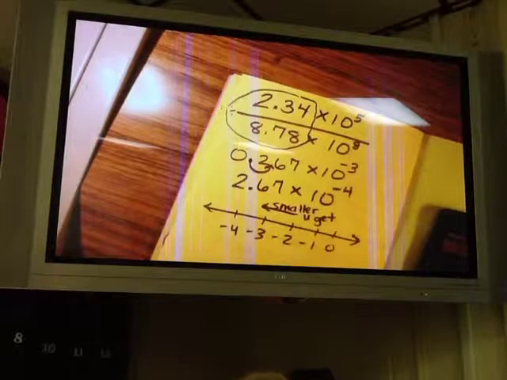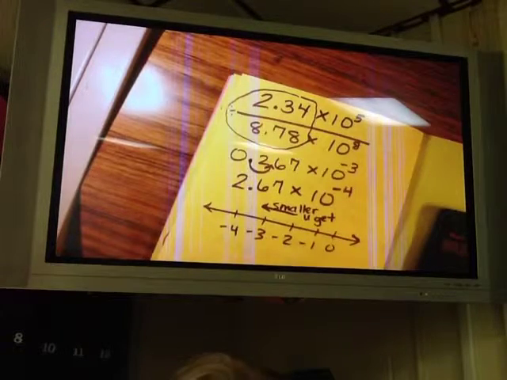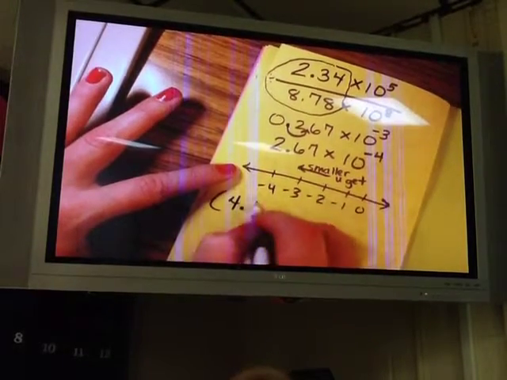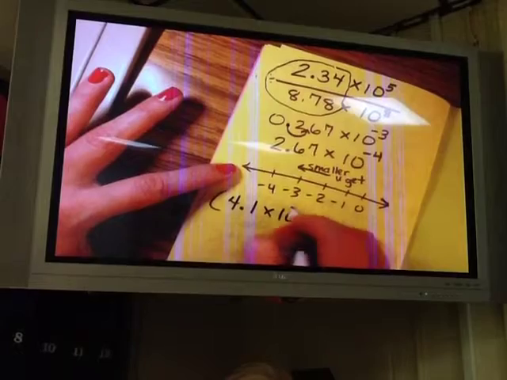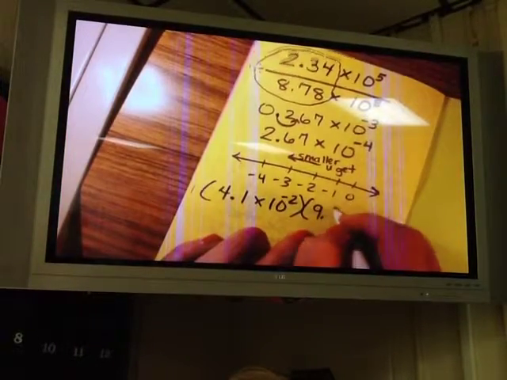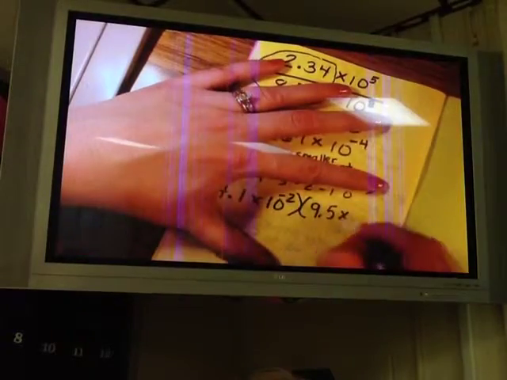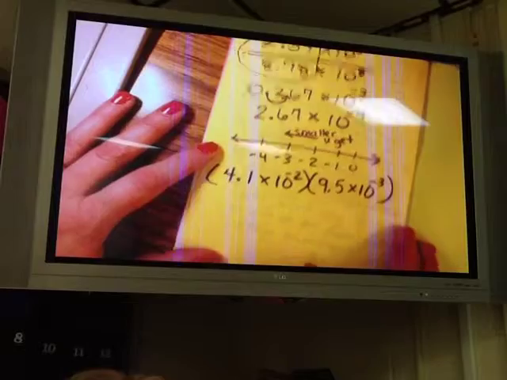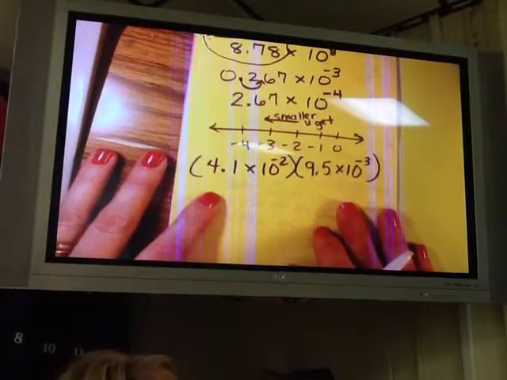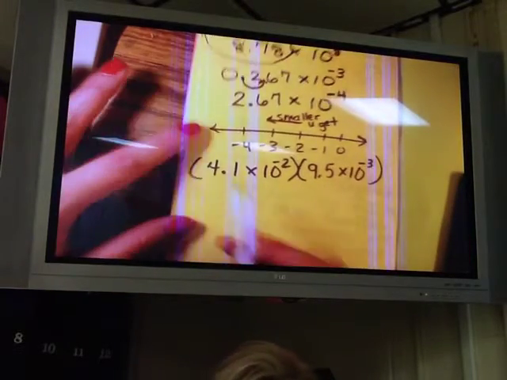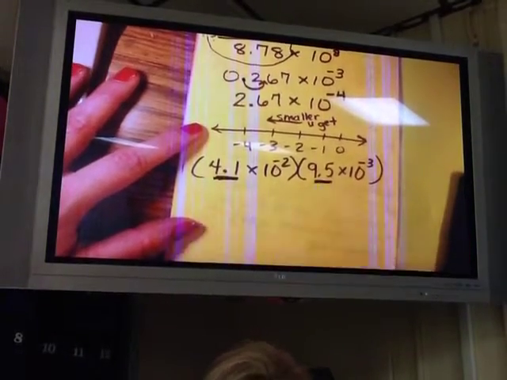Let's try one more on that with multiplying. Do this one. 4.1 times 10 to the -2nd times 9.5 times 10 to the -3rd. Okay, try that. Do you say out loud or? Do it on your paper. I'll be working at the same time you are. So you do this. It's going to be that times that.